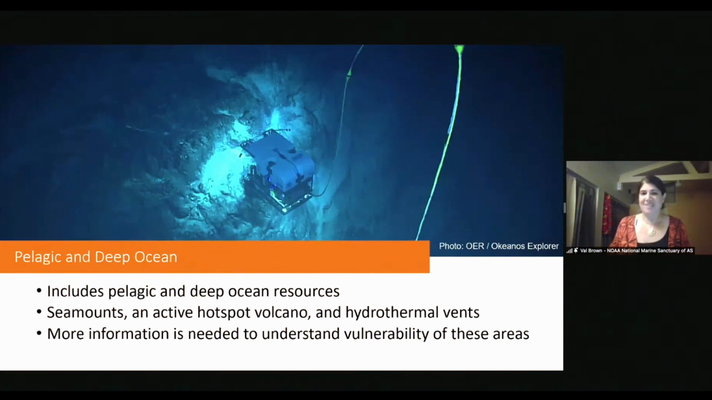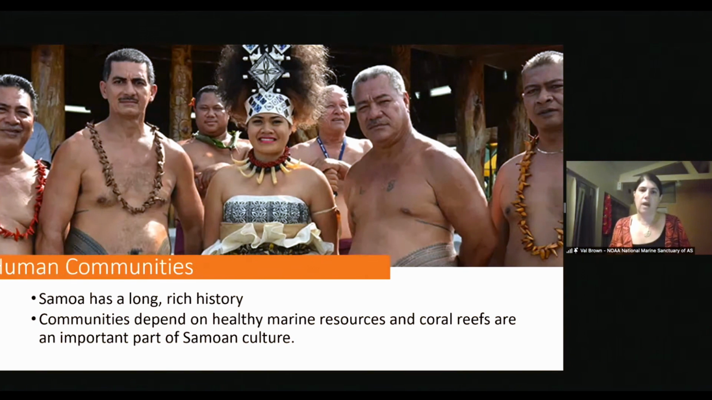Moving a little deeper, the sanctuary also includes pelagic and deep ocean resources, including seamounts, an active hotspot volcano, and hydrothermal vents. More exploration and monitoring is needed to evaluate and manage these areas, but some of the initial information suggests that currents in the deep sea may also be slowing and seeing effects of climate change. But our most important resource is our human communities that depend on all of these marine resources.